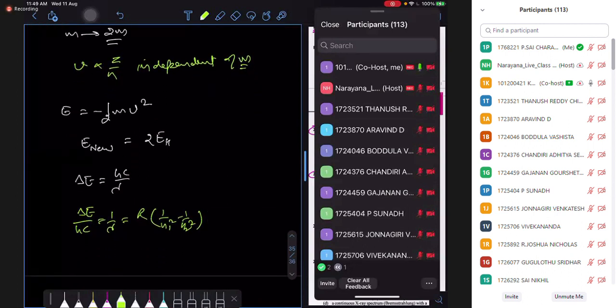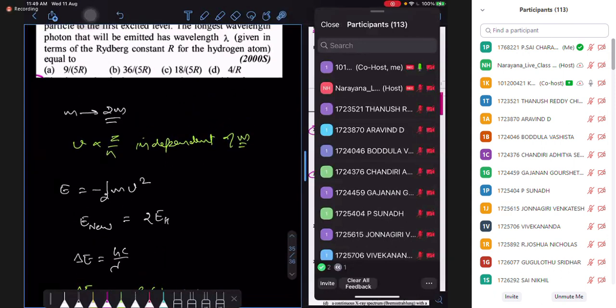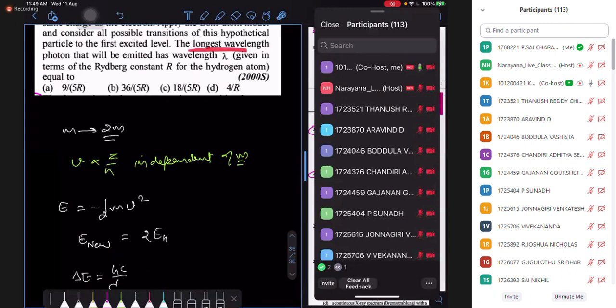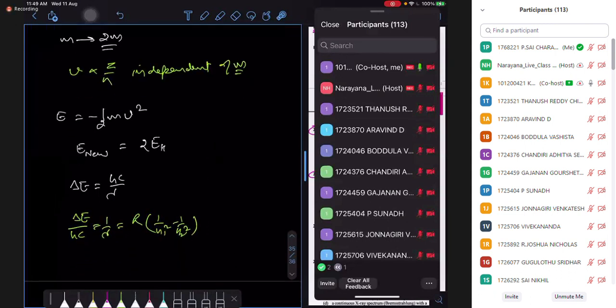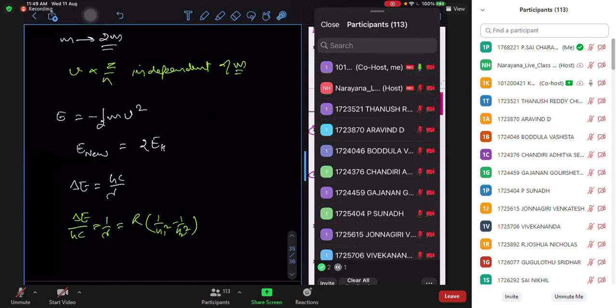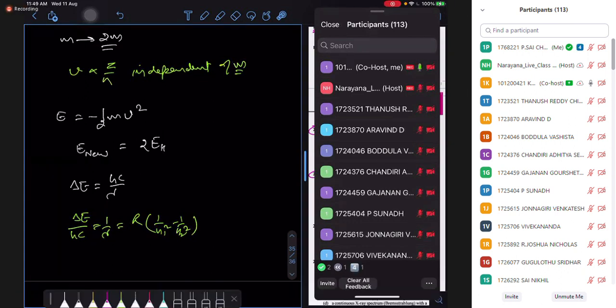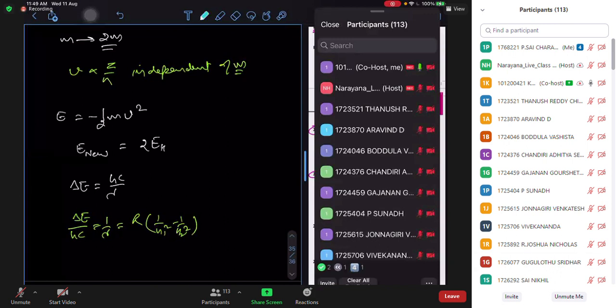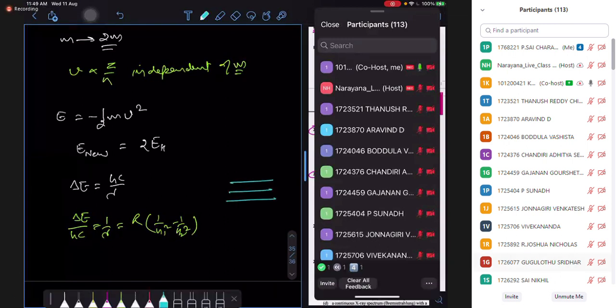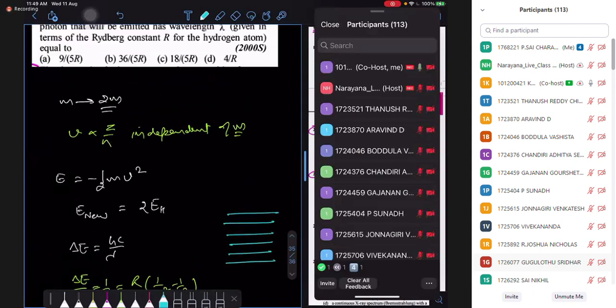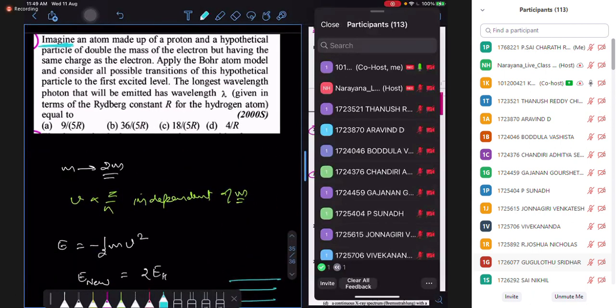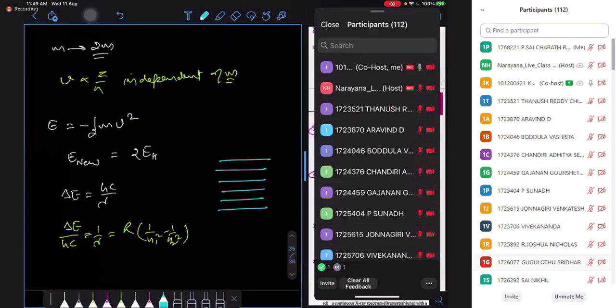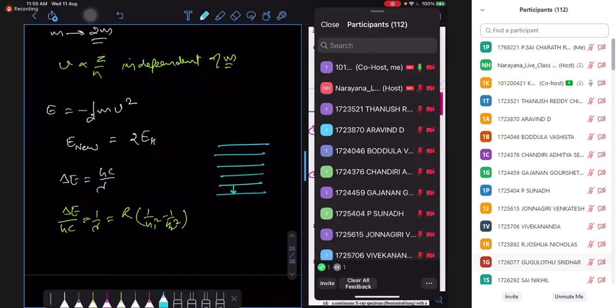Right? So he's asking for the maximum, the longest wavelength. So how much transition is required for the longest wavelength? Basically the longest wavelength corresponds to the smallest energy. The longest wavelength that will be emitted comes from n equal to 1 to n equal to 2. So my transition term will be 3 by 4. So here the 3 by 4 factor is there.